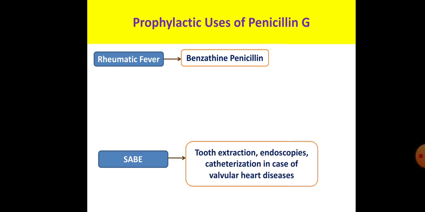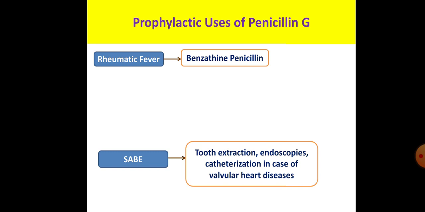And second is subacute bacterial endocarditis. It means that when a person is already having valvular defects, in that case the chances of deposition and colonization of streptococci on the cardiac valve are very high. And if the person is having bacterial infection, and has to undergo tooth extraction or endoscopy or catheterization, then for the prevention of subacute bacterial endocarditis, one has to give this benzathine penicillin.